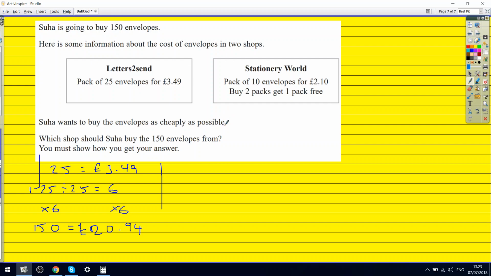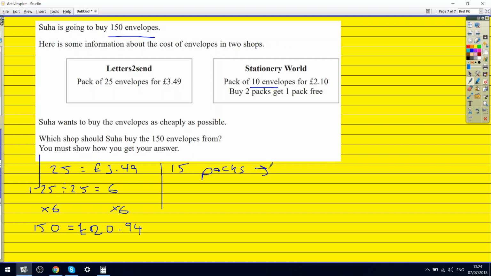No. But don't you get, it's just 2 packs for 1. So don't you divide by 2? So I think we'll come to that in a second. Let's just figure out she wants 150 envelopes. This comes with 10 envelopes. So how many packs of this will she need? 15. Yeah. So she's going to need 15 packs.